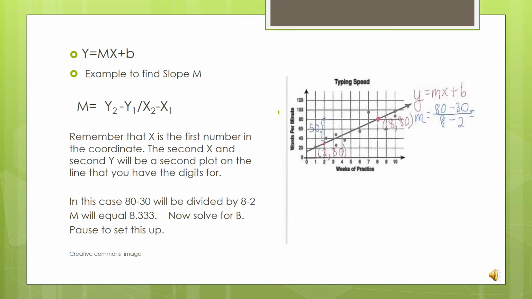By using the formula M equals y2 minus y1 divided by x2 minus x1, we get the result of 8.333. By putting this back into the formula of y equals mx plus b, and using one of our points, we can solve for B.